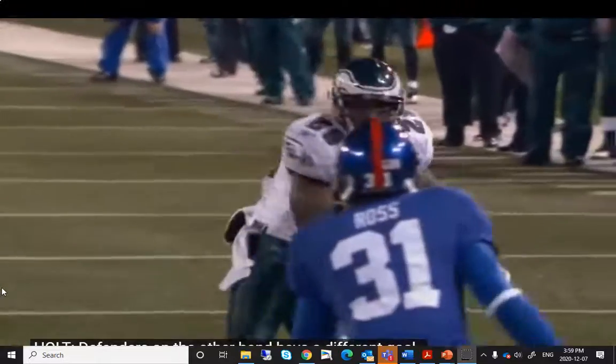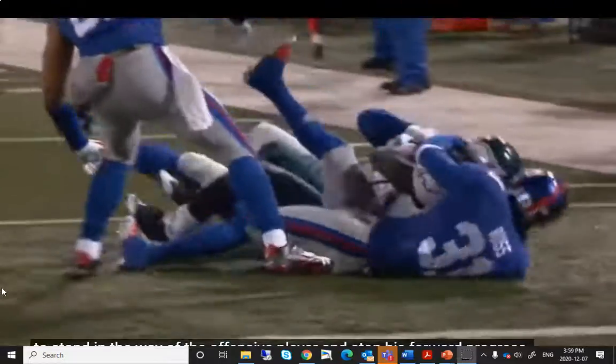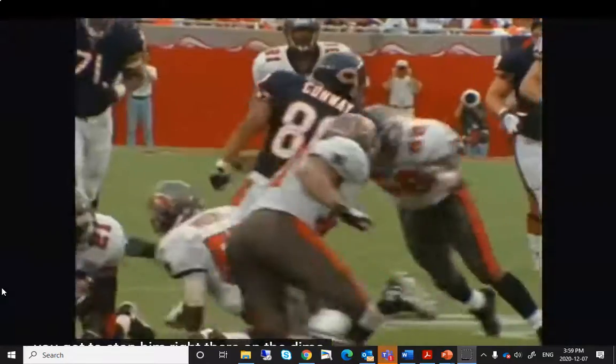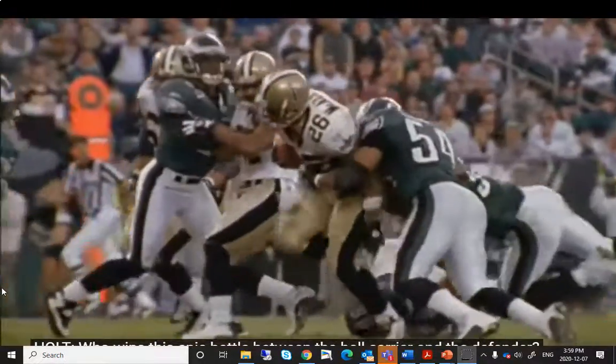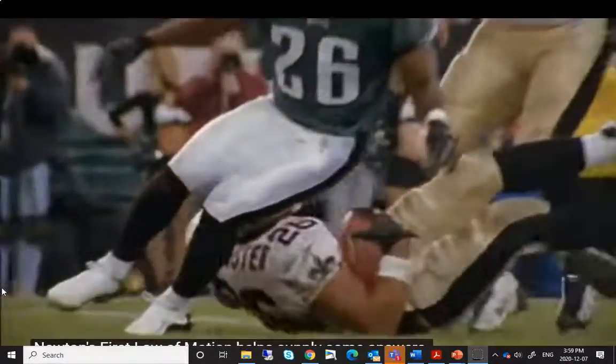Defenders, on the other hand, have a different goal: to stand in the way of the offensive player and stop his forward progress. When you're coming in making a tackle, you've got to come in and you've got to stop him right there on the dime. Who wins this epic battle between the ball carrier and the defender? Newton's first law of motion helps supply some answers.